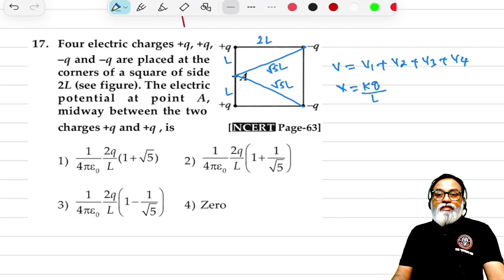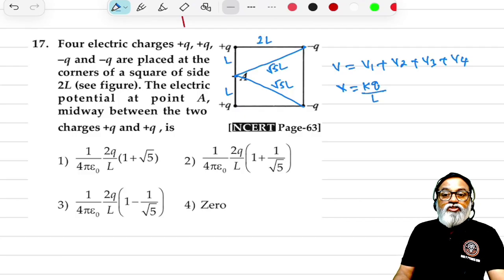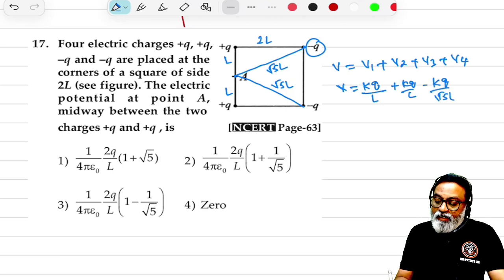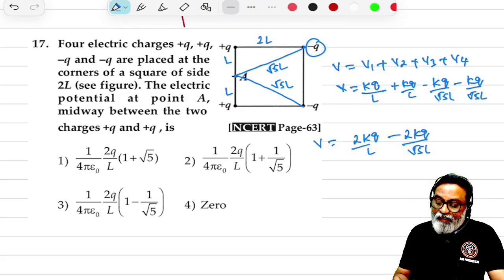See here one important thing: in the potential formula, the charge should be substituted with sign. If it is plus, we have to substitute with plus. If it is negative, we have to substitute with negative. That is very, very important. Next one, another KQ by L. Here it is minus, therefore minus KQ by root 5 L. And this one also minus KQ by root 5 L. Therefore, V is equal to 2KQ by L minus 2KQ by root 5 L.